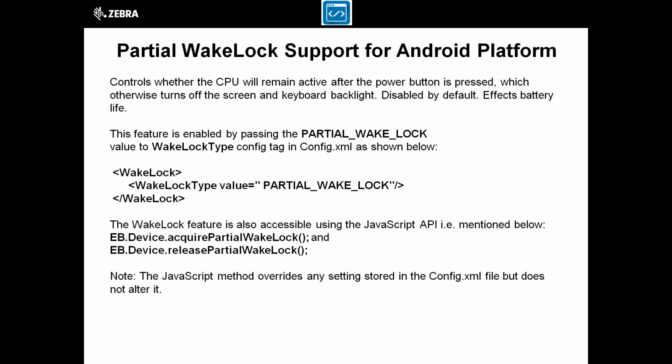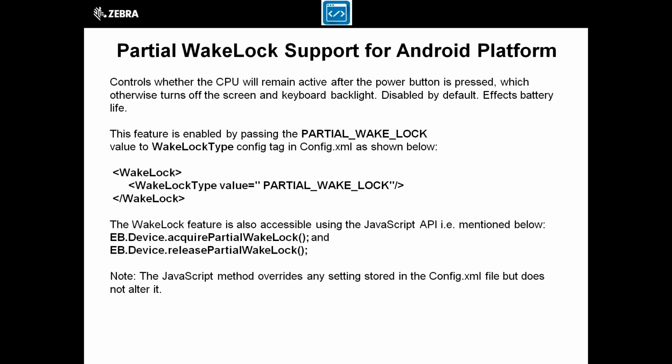Then we have also introduced a new feature called partial wake lock on the Android platform. It basically controls whether the CPU will remain active whenever the power button is pressed. Otherwise, it turns off the screen and keyboard backlight. By default, this partial wake lock is disabled as it affects battery life.